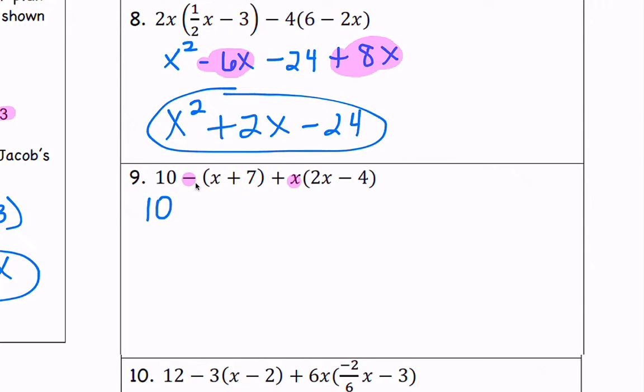Okay, remember, when we have a minus sign in front of a parentheses, we treat it as the opposite. So what is the opposite of that positive x in there? A negative x. And what is the opposite of that plus 7? A minus 7.